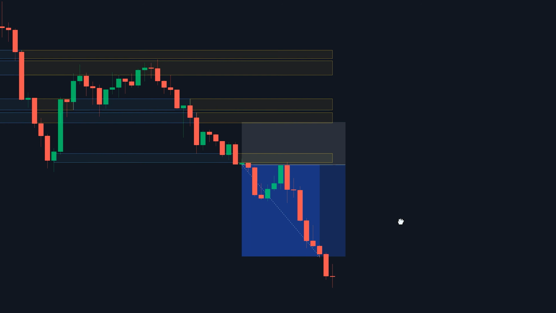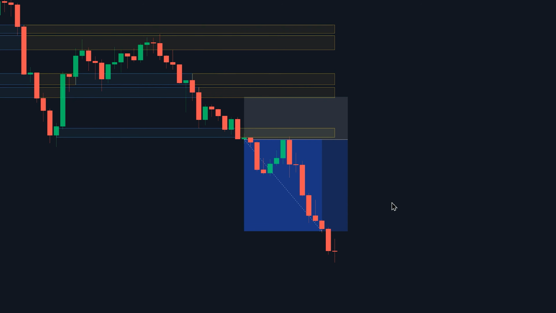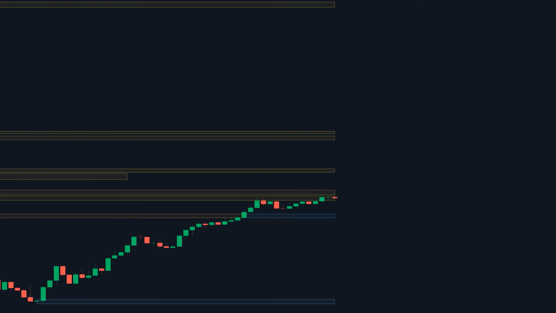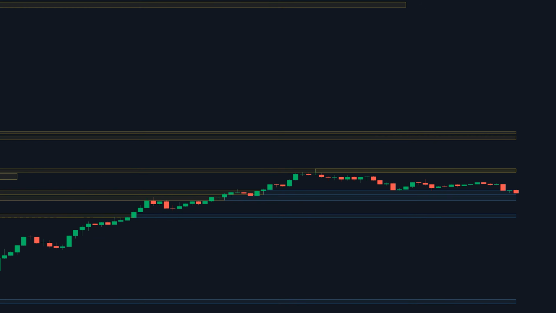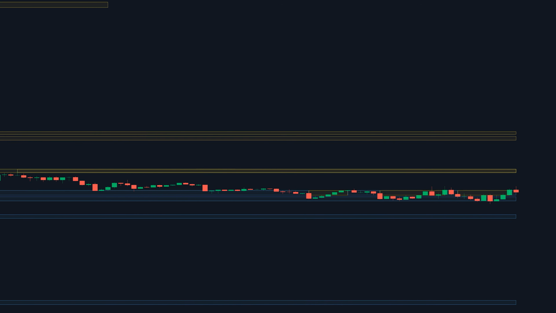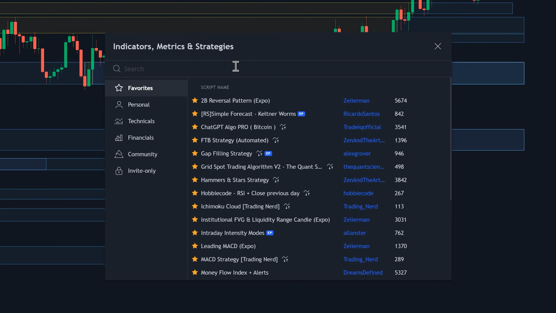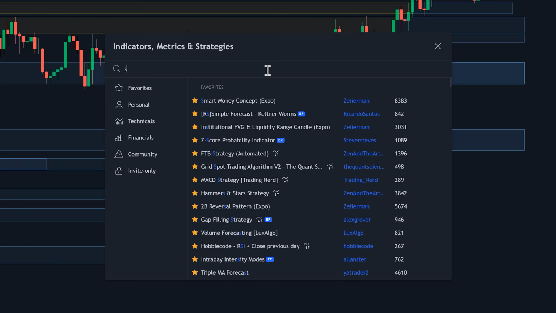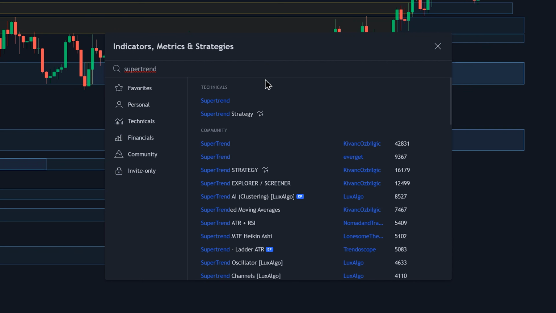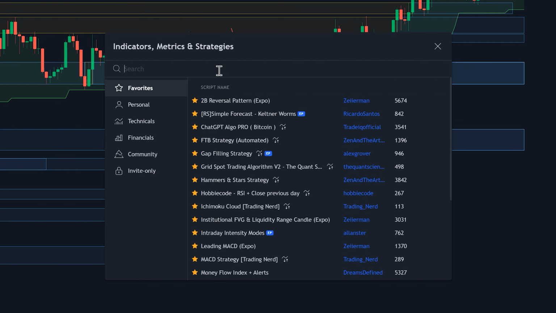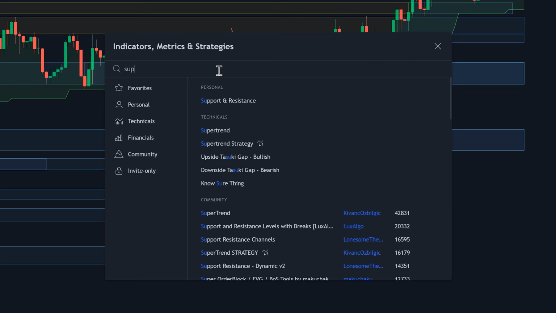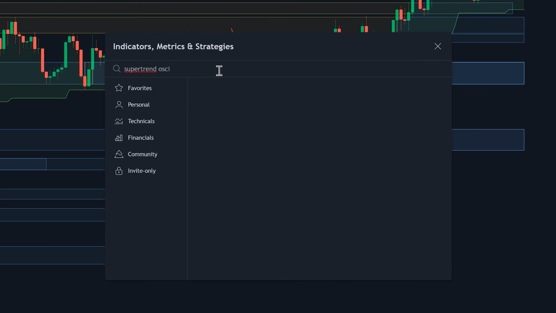However, using this indicator to trade this way is going to make you lose all your money pretty quick. In order to turn this from a losing strategy to a profitable strategy, we need to add 2 more indicators to the chart. On the Indicator Search tab, you want to type in SuperTrend, and you're going to select this one under Technicals. And then you also want to add an indicator called SuperTrend Oscillator, this one by LuxAlgo.